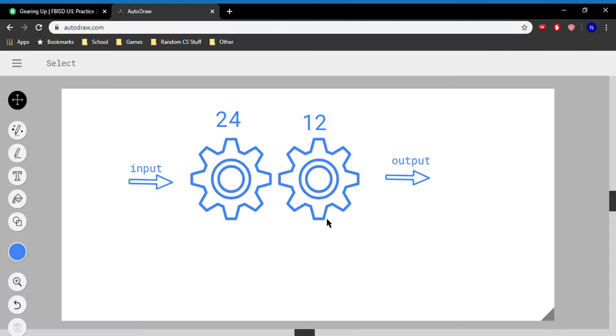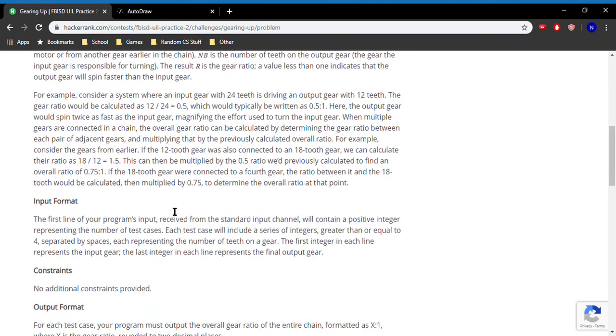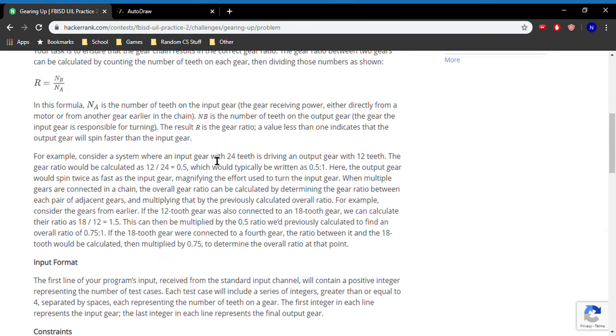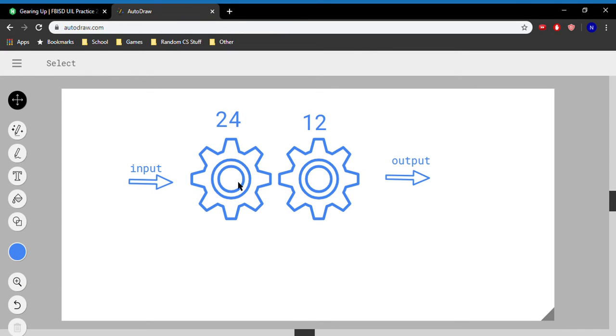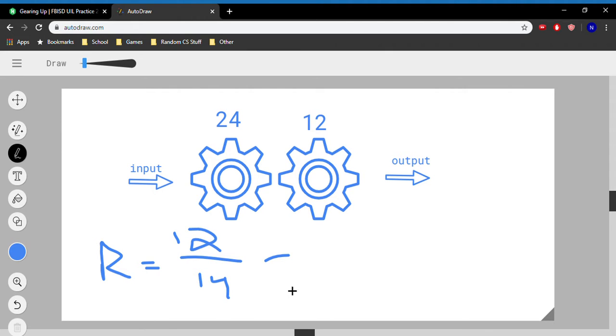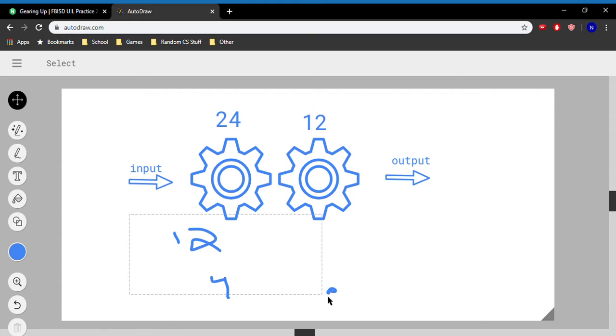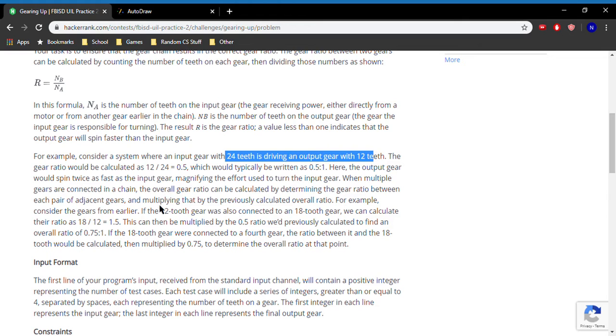So if we look at a drawing of this, this is the gear chain, the example when they give us 24 to 12. So we see 24 is the input gear and 12 is the output gear. So this is what it'll look like. And so the ratio for this would just be 12 divided by 24, which is 0.5. And that would be our gear ratio for this. And then it says if you want to do this for a bigger chain, it tells you how to do this too.